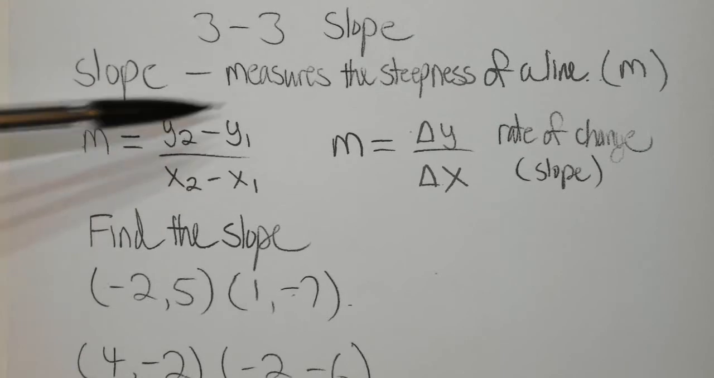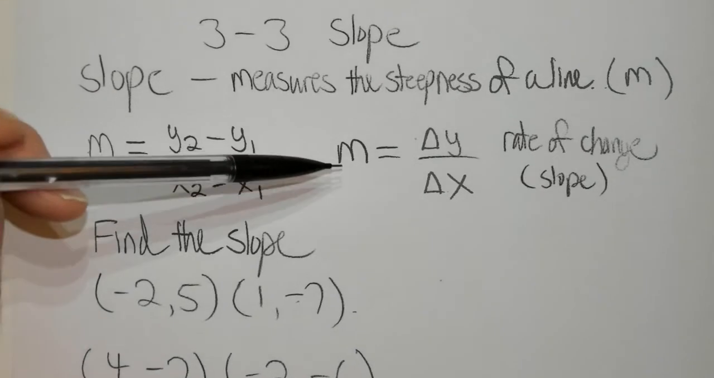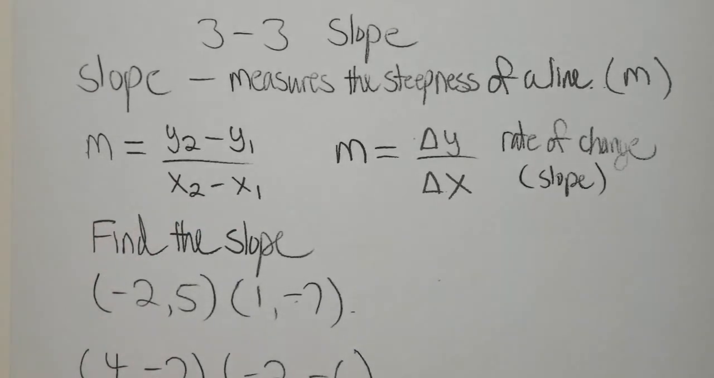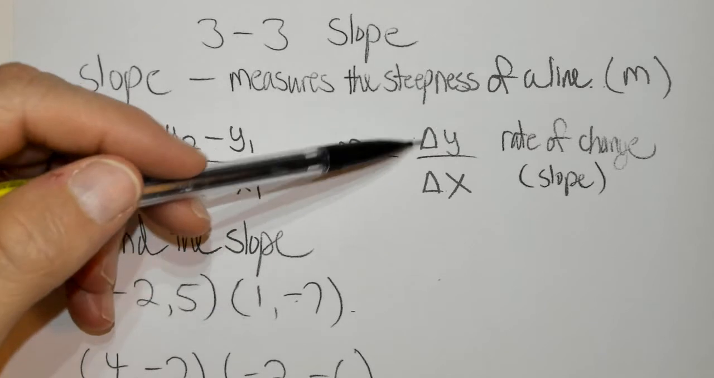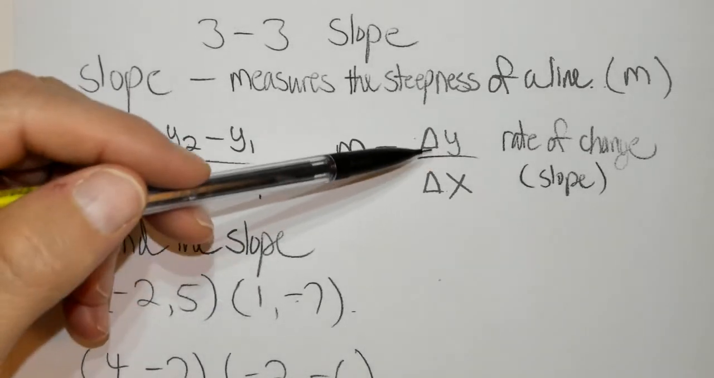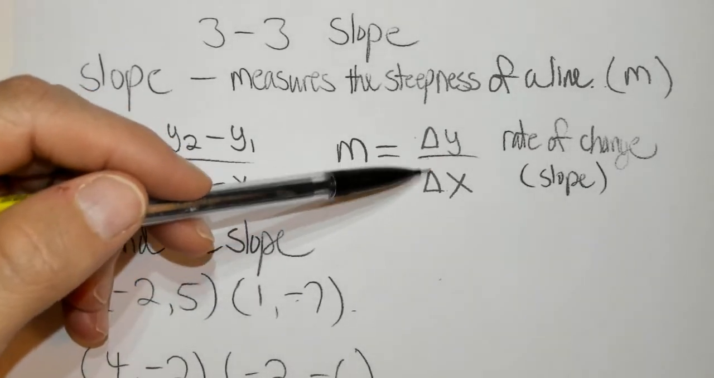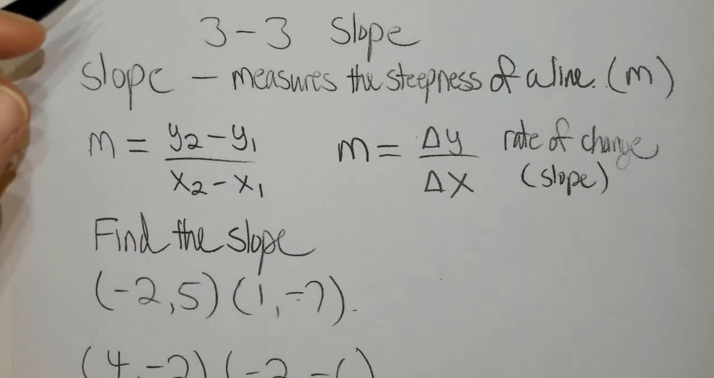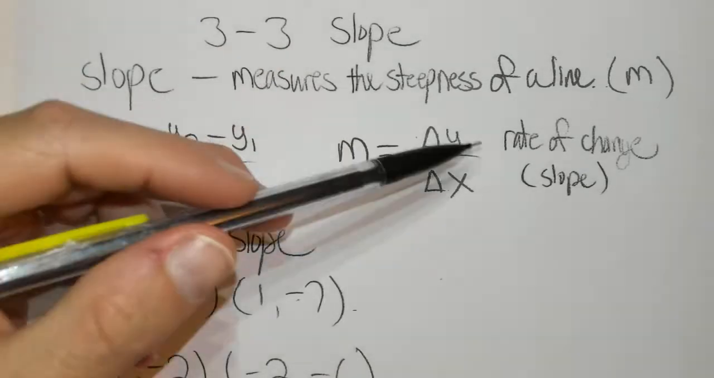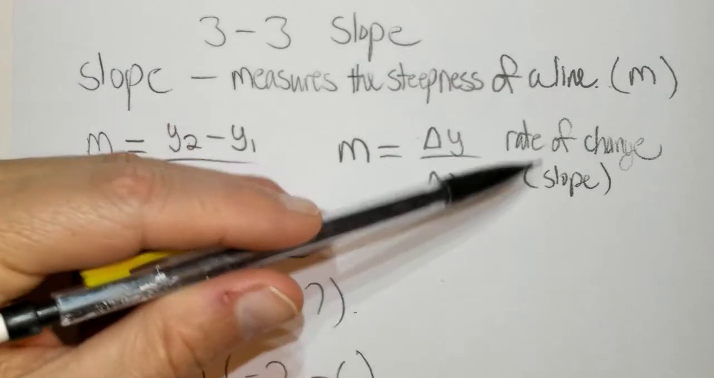All right, and so here's another formula, though, that you may or may not quite be as familiar with, and this is the change formula. So this triangle, okay, stands for change. It's a Greek letter. Delta stands for change, and so the change in y over the change in x will also give you the slope. And then slope is sometimes referred to as the rate of change.